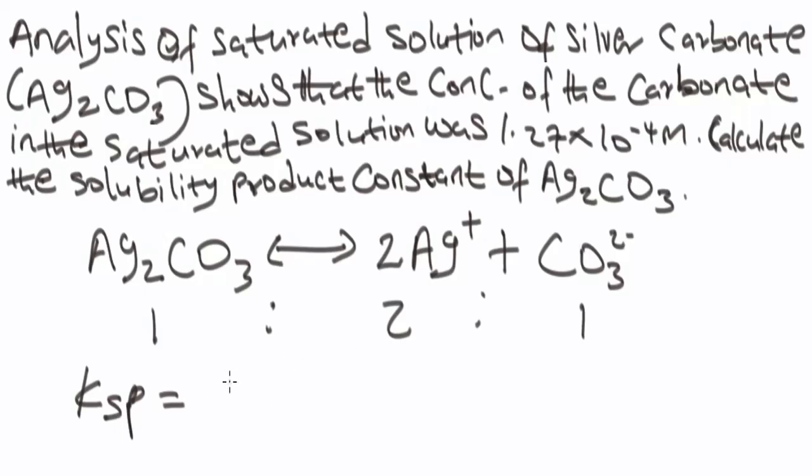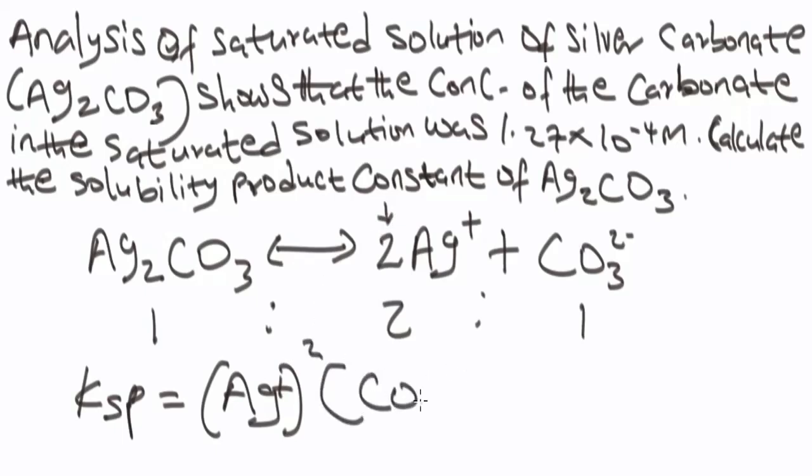stoichiometric coefficient. So it's going to be this ion, silver ion. The stoichiometric coefficient here is 2, so raised to 2, times the carbonate ion. The stoichiometric coefficient is 1. So let's multiply the molar concentration or solubility of these ions, each raised to its stoichiometric coefficient. Let's work this down below.